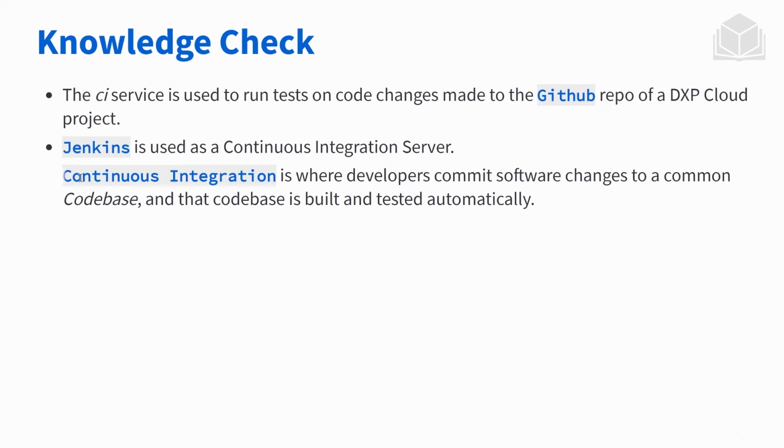So starting off, the CI service is used to run tests on code changes made to the GitHub repository. Again, this is what we give to you once you have your DXP Cloud instance ready to go. Right? Jenkins is going to be the one behind the scenes that's going to be helping us out with the continuous integration. Speaking of continuous integration, that whole process is where developers commit software changes to a common code base, and that code base is built and tested automatically. So pretty simple, pretty straightforward here.